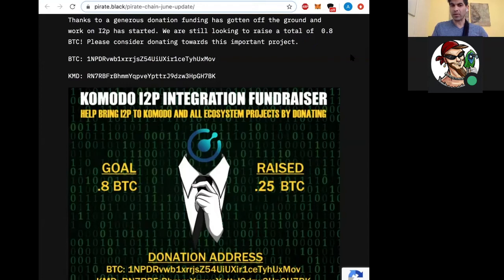So how is the fundraiser going so far? Do you have an idea, or is somebody else handling that? I'm handling that, and as you can see, we've raised 0.25 BTC so far out of our goal, which is enough to get us started on research and development for it.